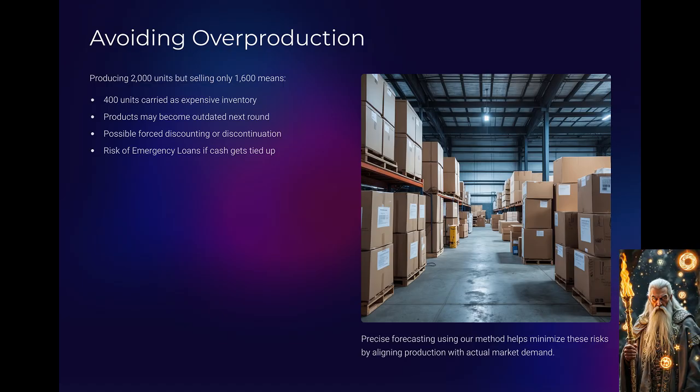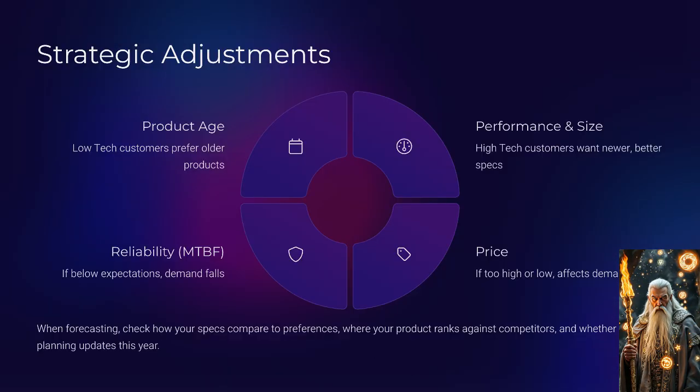Part 7, Strategic Adjustments. Performance, size, age, and price. Your forecast is also affected by how attractive your product is in the eyes of the customer. Factors include product age: customers in low-tech prefer older products. Performance and size: high-tech customers want newer, better specs. Price: if your price is too high or too low, it affects demand. Reliability, MTBF: if it's below expectations, demand falls.